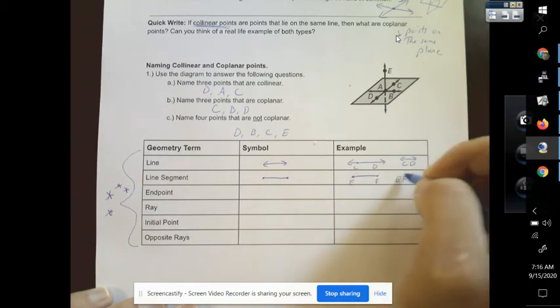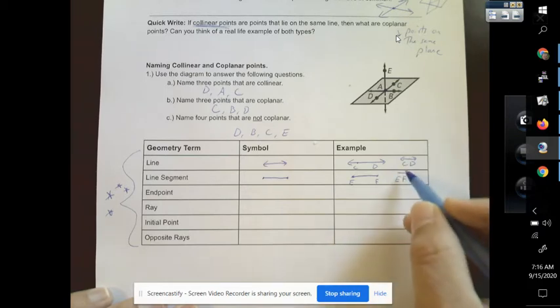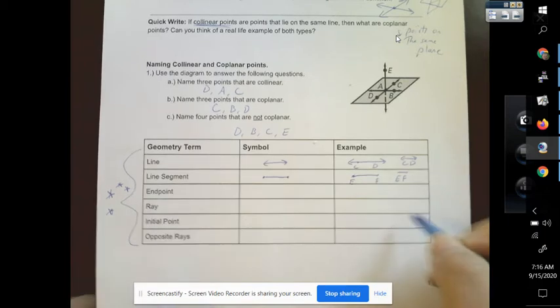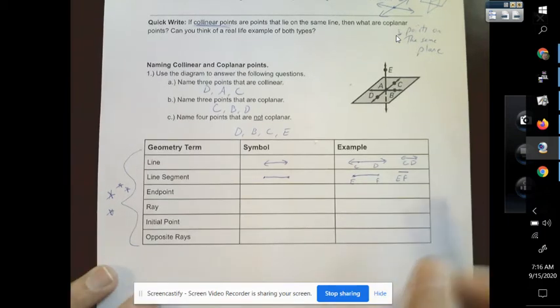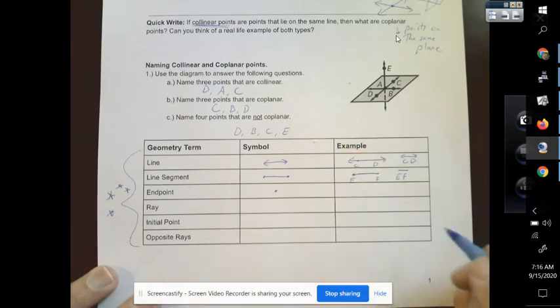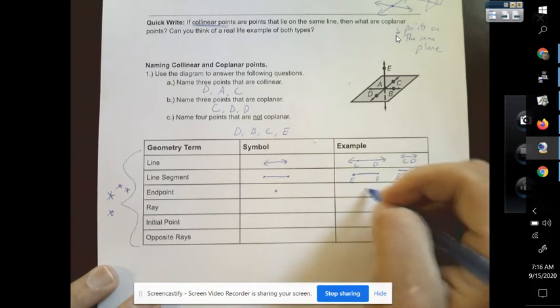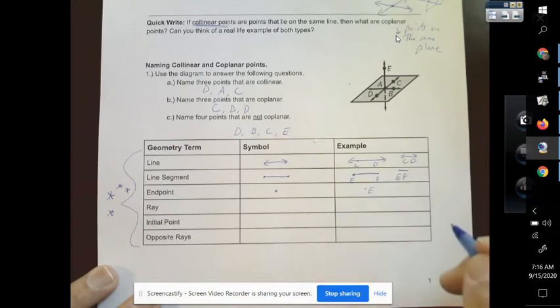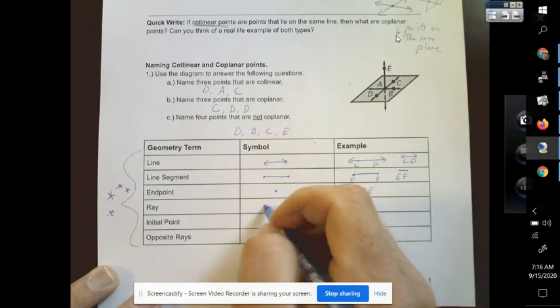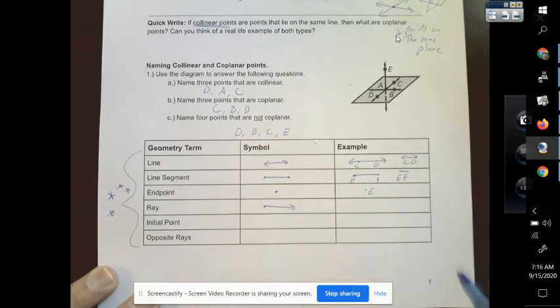How I'd write out the name for that: EF, and you put a segment over top of it. I know, crazy. An endpoint is just literally a point, so like point E, we'll go at top one. A ray starts and goes in one direction.